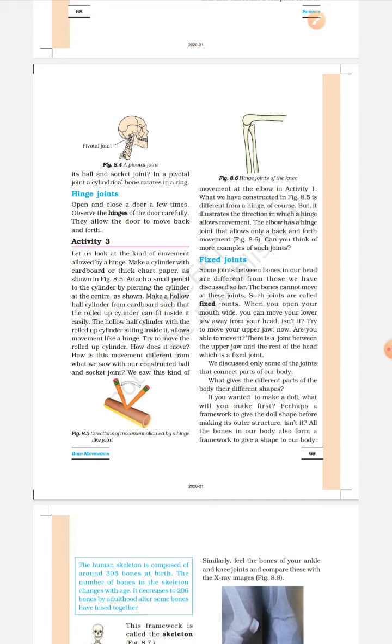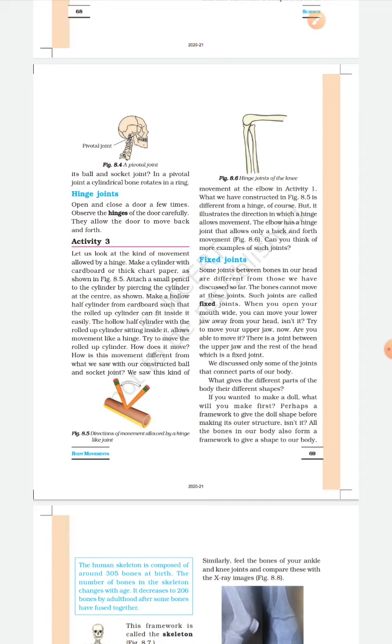That's why we call it a fixed joint. Our upper jaw is fixed with our skull, and our lower jaw is moving. Try it. That's why the upper jaw is called a fixed joint, and our lower jaw, which moves, is called a non-fixed joint. So there are two kinds of joints also. One is called fixed joint, and another is called non-fixed joint.